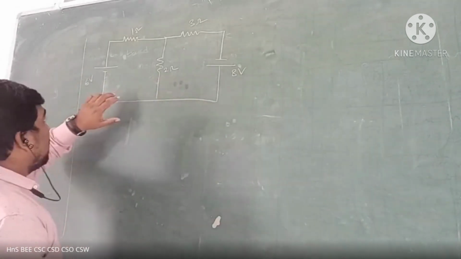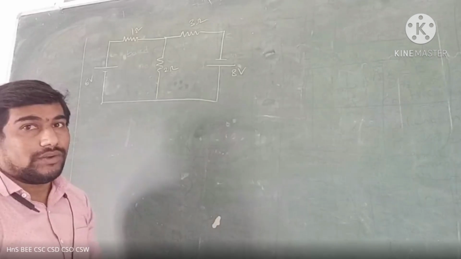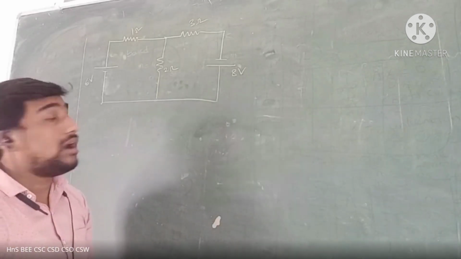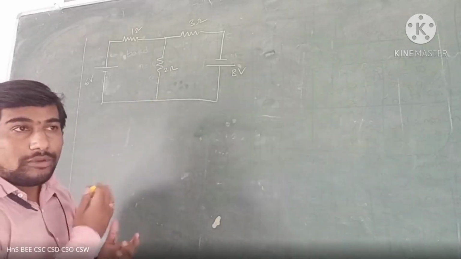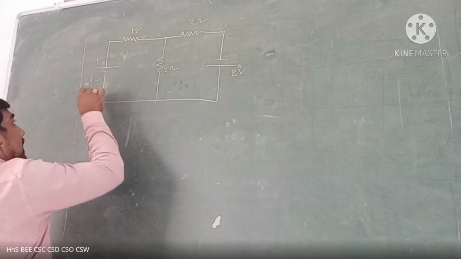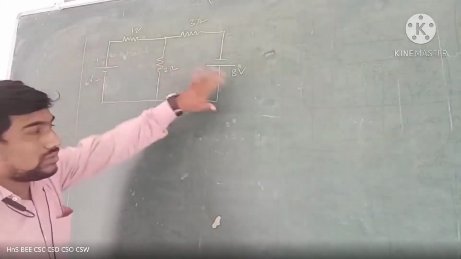Sir, for example, I'm taking the direction first. Give the direction for each loop. What's the first step? Just give the direction for all loops. Totally, how many loops? Two loops are there. First, give the direction based on the voltage source. Actually, we have two voltage sources.